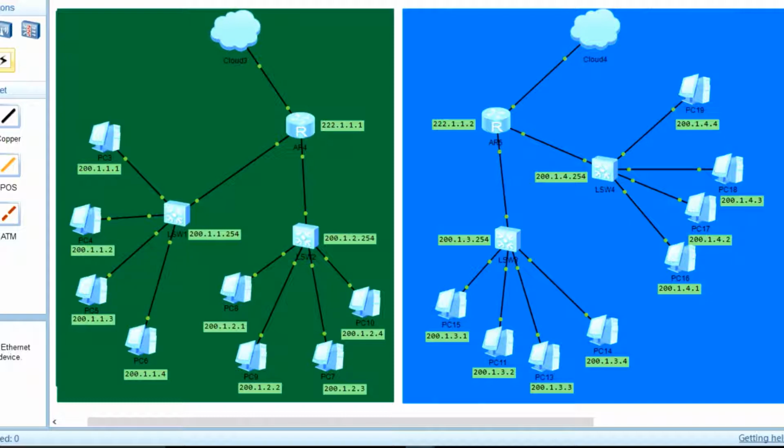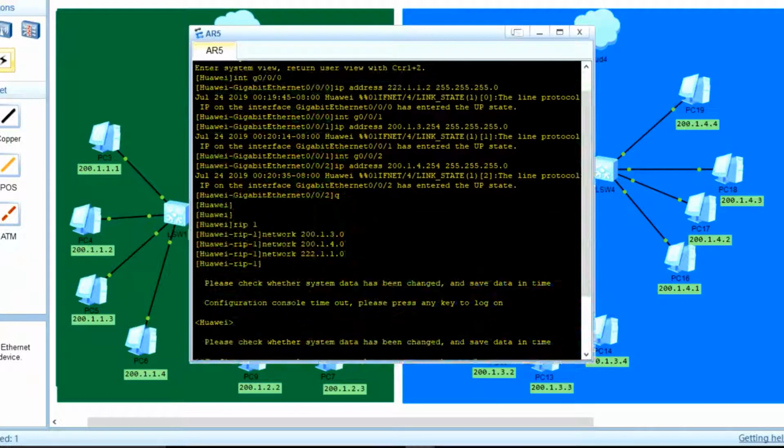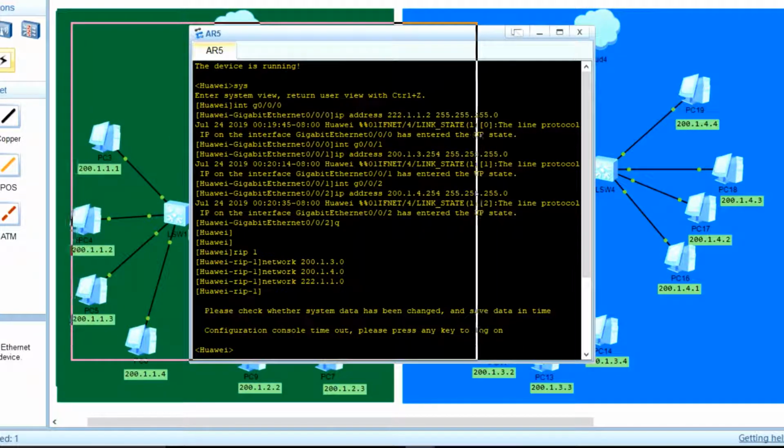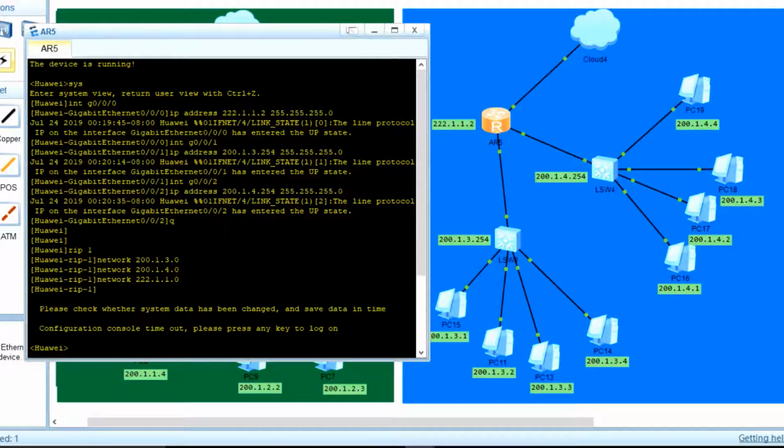Next I would like to talk about the router configuration. Here we have entered the Gigabit Ethernet interface, and we have used the RIP1 protocol to connect all the other networks. For example, we have used network 200.1.3, which will be the network for the switch over here. The router is connected to the switch over here.